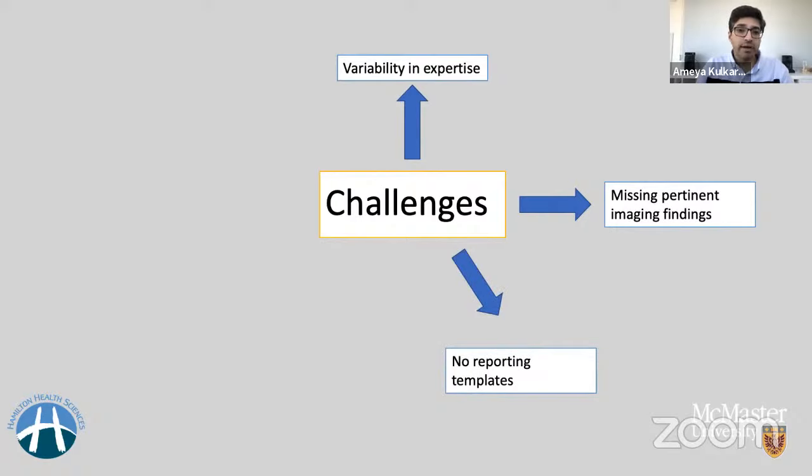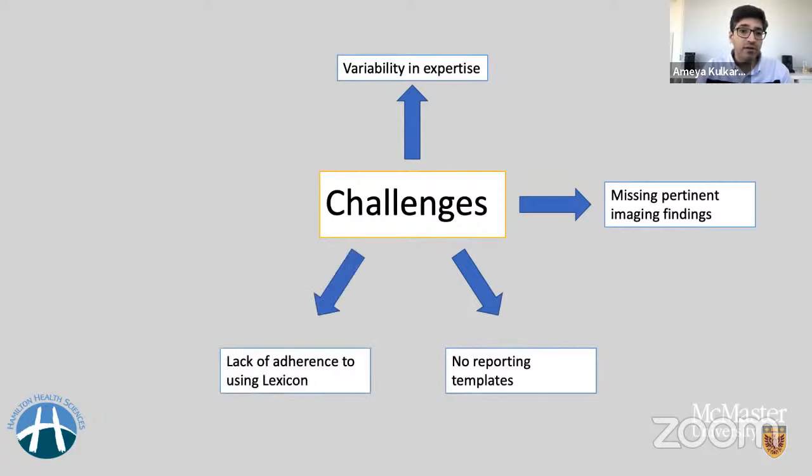Lack of use of reporting templates. This is a debatable topic, but I just added it because it's something which this article also discusses. Lack of reporting templates can put you in danger of not looking at certain areas. So you can develop your own search strategy or develop certain templates. Even if you go to RadReports, you can download some of those templates, but that just helps you to look at those areas again and again before you sign off your reports.